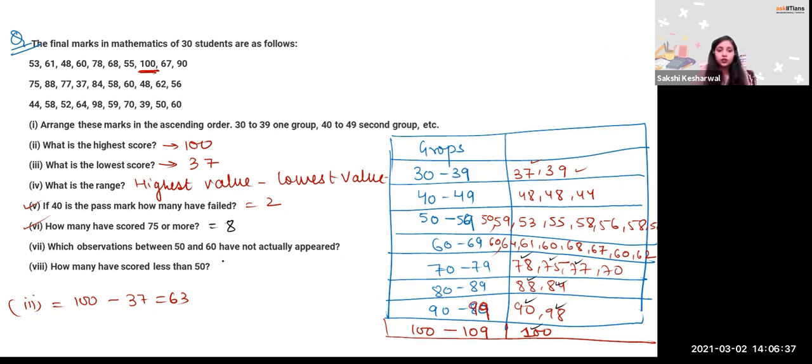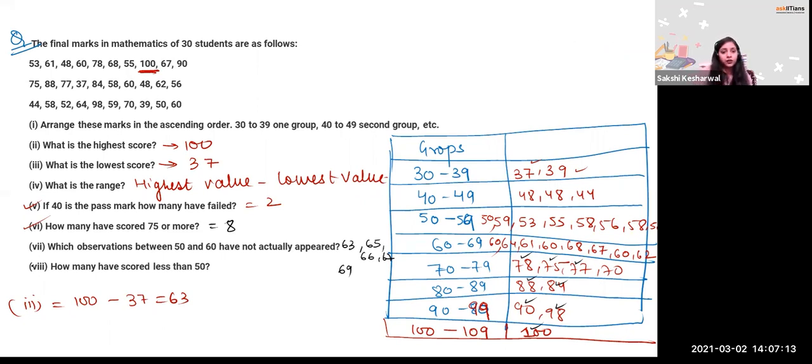Which observations between 60 and 70 have not actually appeared? So 61 is there, 62 is there, 63 is not there, right? Then you have 64, then 65 is also not there. Then you don't have 66, and you don't have 67 also. Then you don't have 68, then you have 69. So these are the 4 observations which are not there, right? This is how tables make it easier for you.